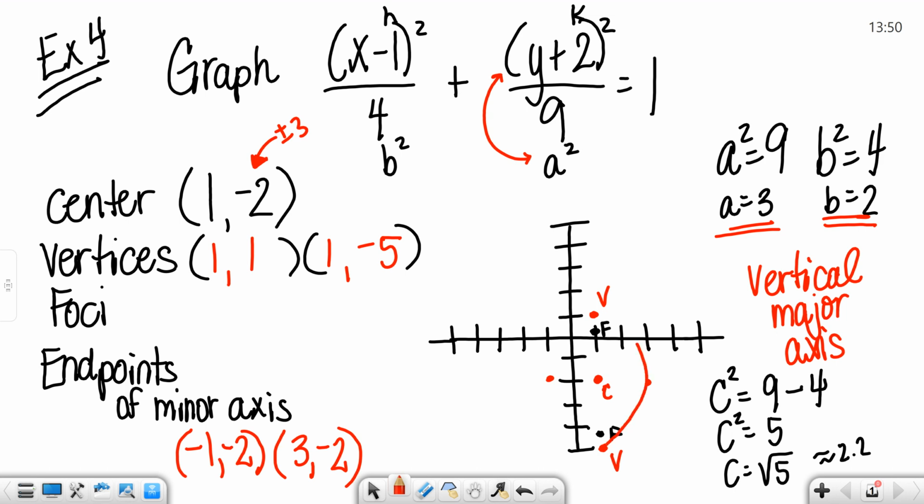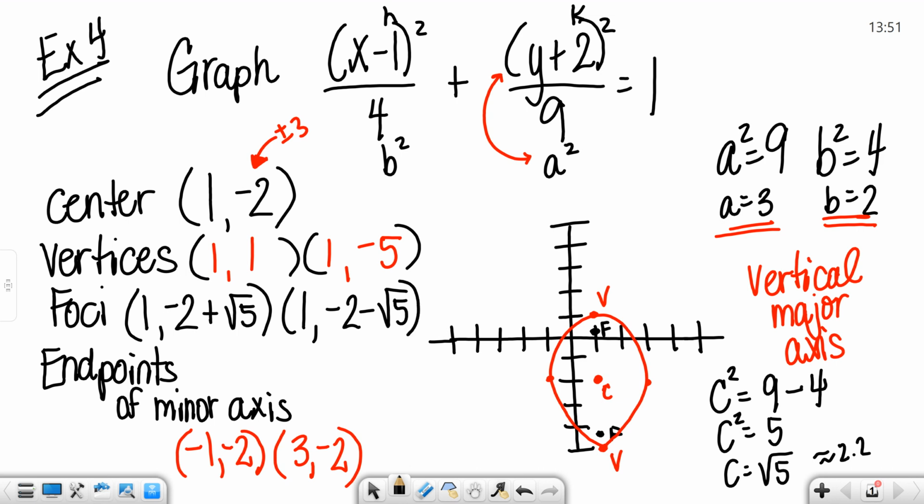So now I have got everything I need to draw my graph. I'm going to write down my foci points over here because you're going to have to in my math lab. Let me write it out like this so that you can see exactly what's happening here. The x value is not changing from the center. What I'm doing is I'm taking the y value from the center and I'm adding the square root of 5. And then I do it again, but this time I subtract the square root of 5. That's the 2 points for my foci.